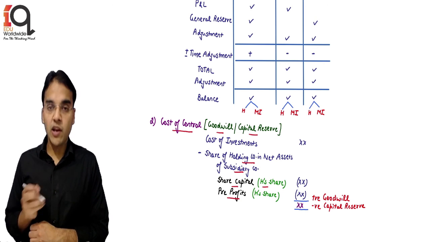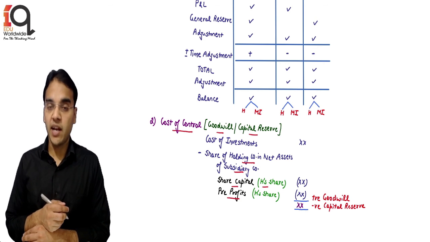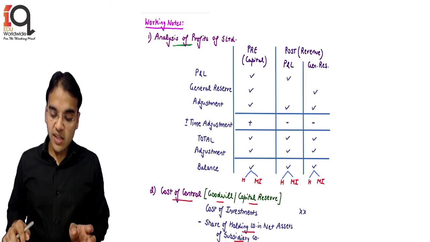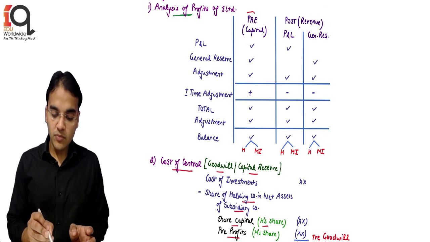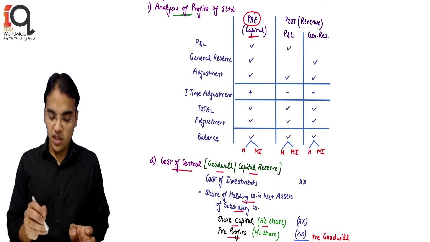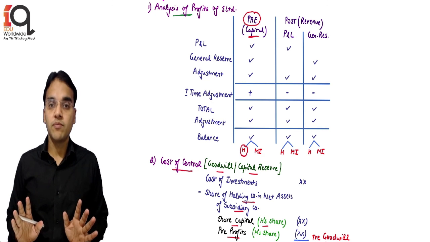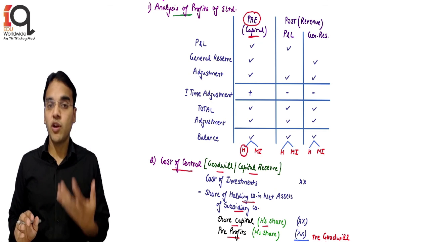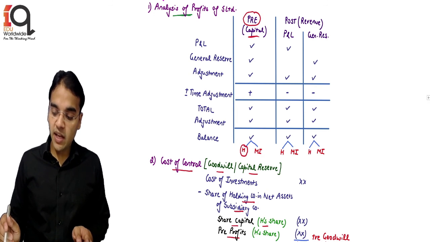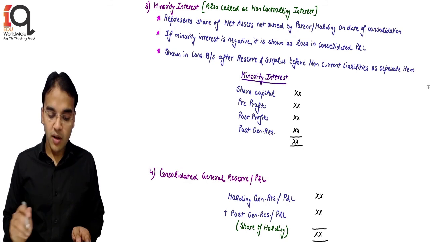So if the value is coming positive, it is goodwill. If it is coming negative, that is capital reserve, student. Okay, so these are the pre-profits, which are the capital profits. This was 40,000 in our case, very simple. So this 40,000 into 80% was transferred to cost of control, basically for finding out goodwill or capital reserve. Now next thing is we need to find out minority interest.